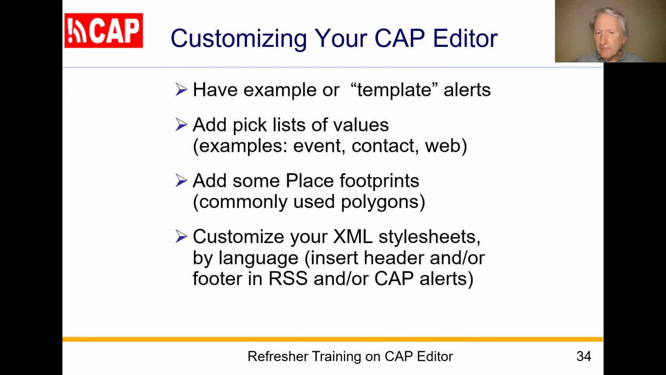You can add place footprints. So these are commonly used polygons. Maybe you have a watershed that is prone to flooding, have that outline already ready to go, and then people can cut and paste that actual polygon value, and it's the vertices, those lat long. They can just cut and paste that right into CAP Editor.